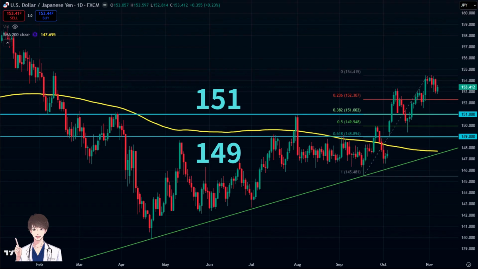If a deeper correction develops and the green upward trend line is broken, further downside could follow, so traders holding long positions should remain cautious. Overall, the 151 level stands out as a key cluster zone. It aligns with the 23.6% retracement on the weekly chart, and the 38.2% retracement on the daily chart. Many traders are likely paying attention to this price level.